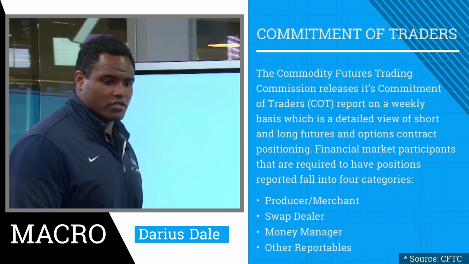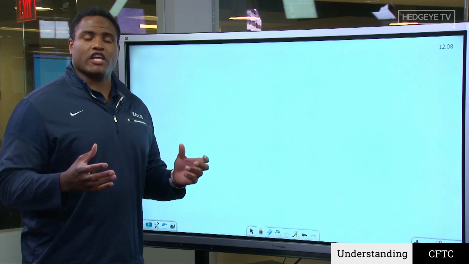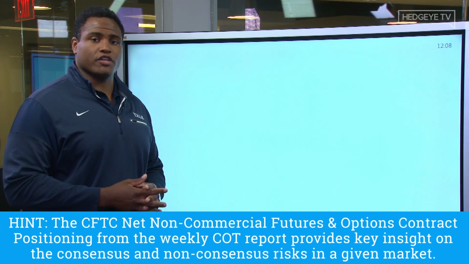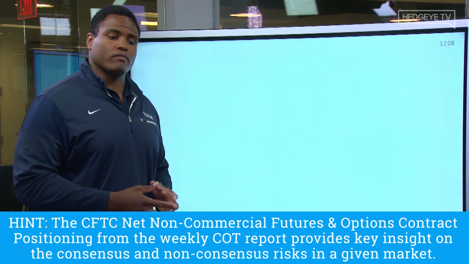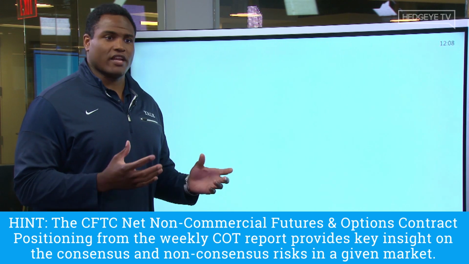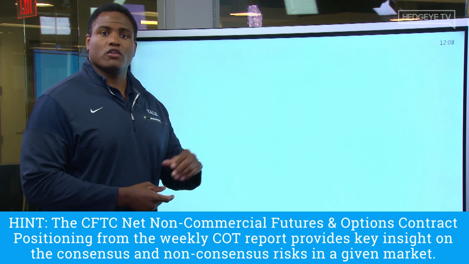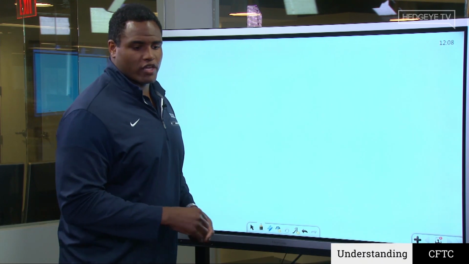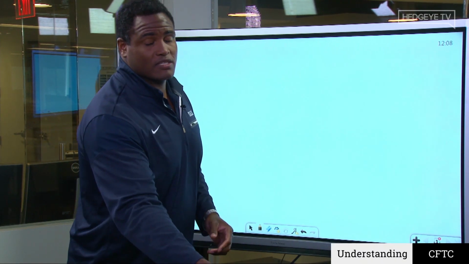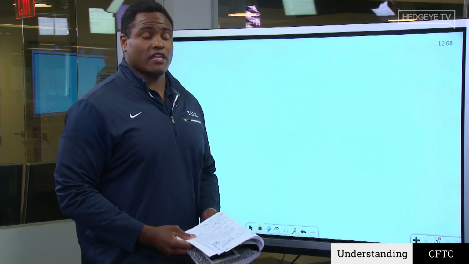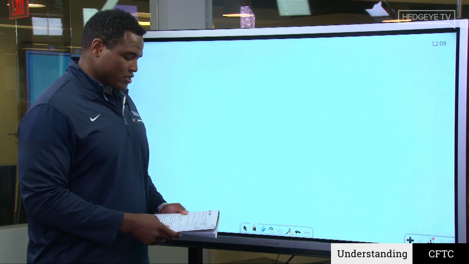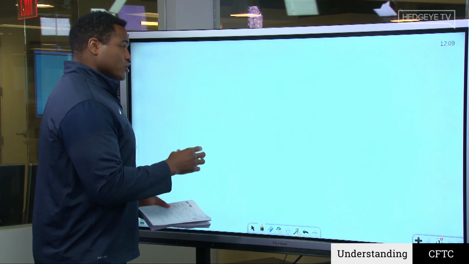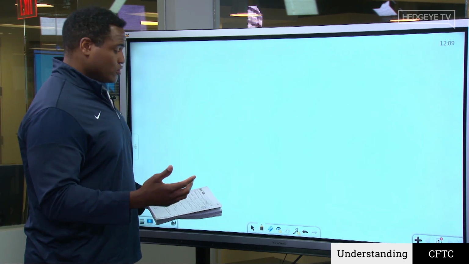So again, the CFTC report: financial market participants in the futures, particularly in derivatives markets, have to report their positioning to the government every week, so that the government has a generalized sense of how derivatives markets are trending and progressing. And so we use this data set to extract the data that we need to gauge buy-side sentiment in key risk asset markets. So again, this is positioning in derivatives markets, options, futures, etc.